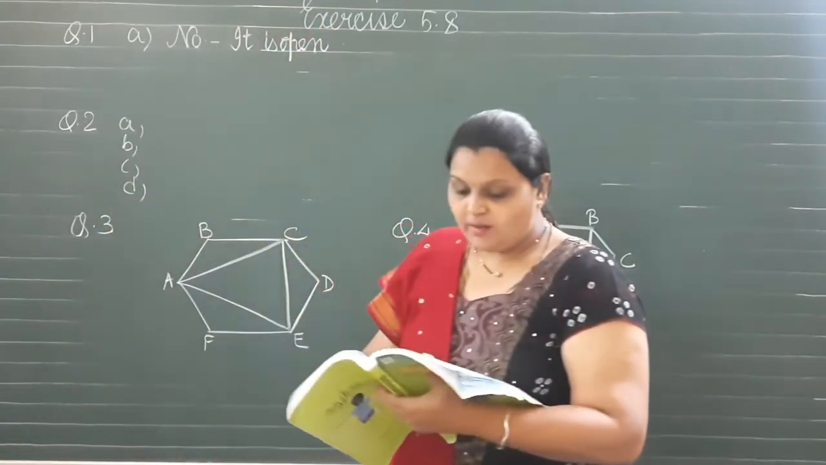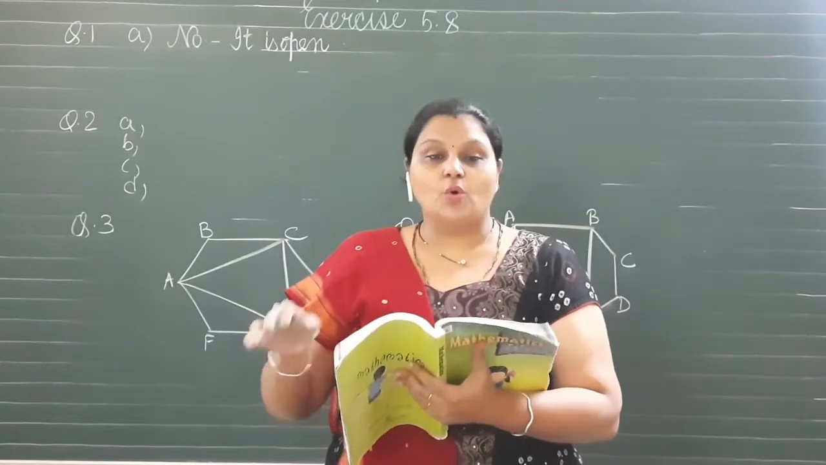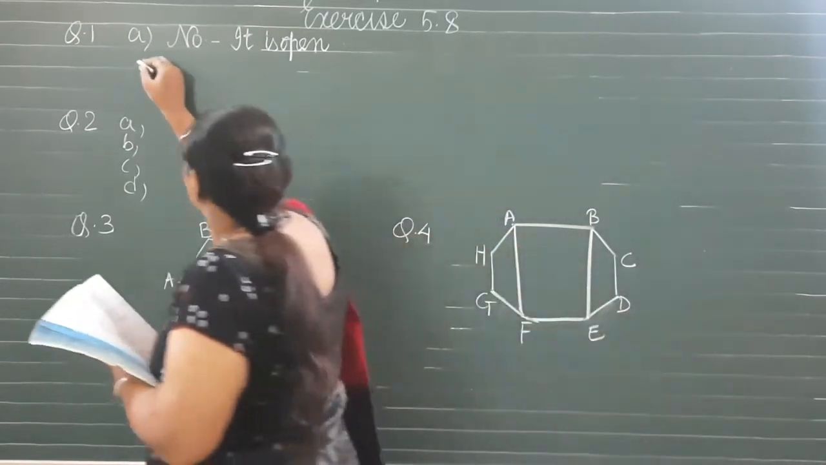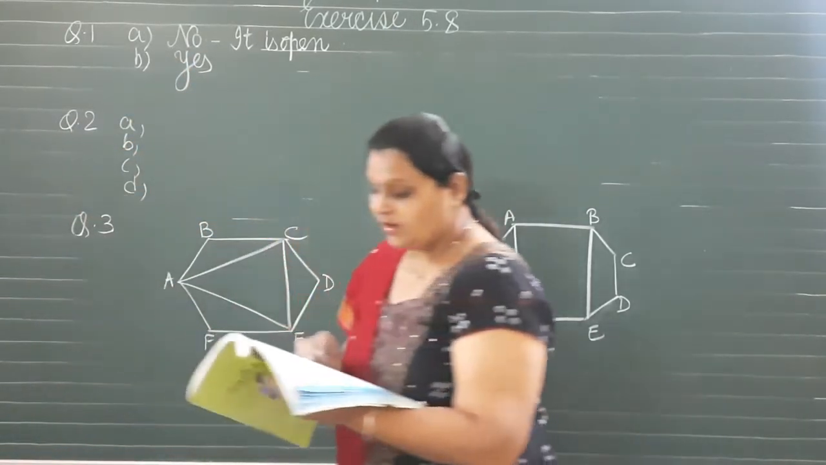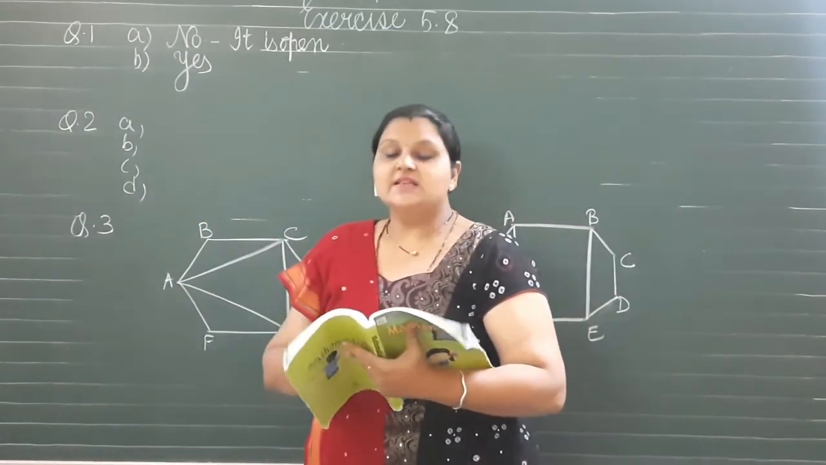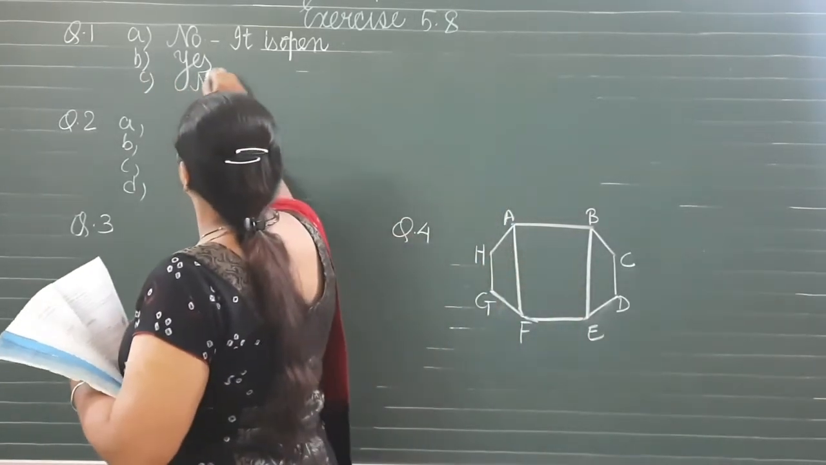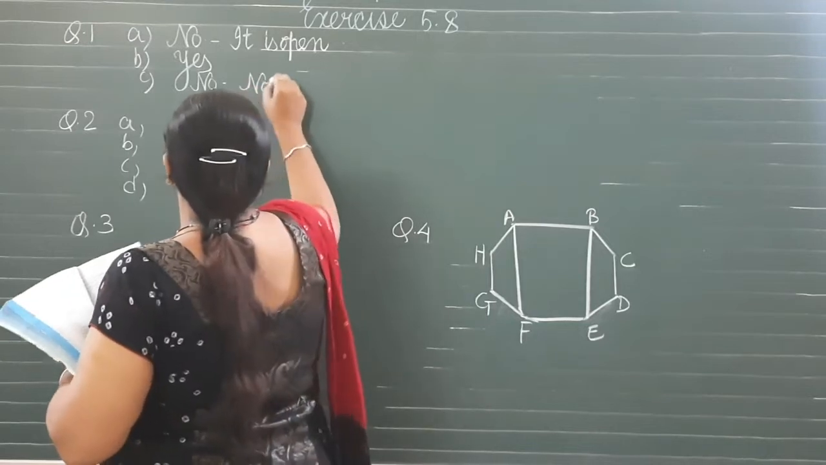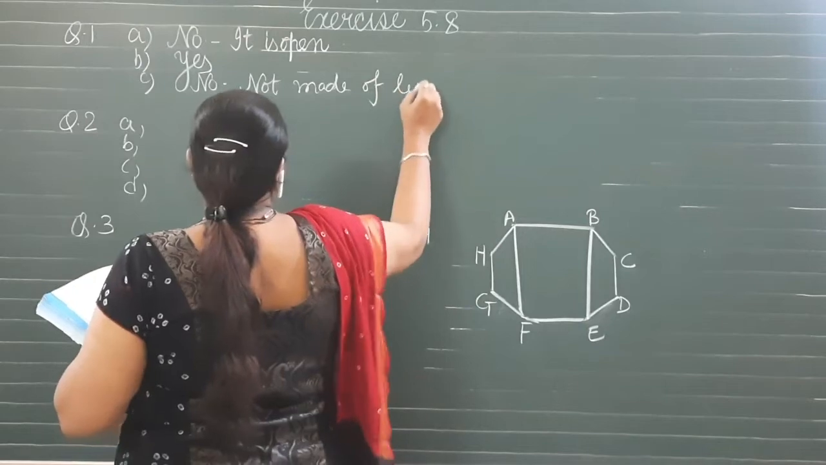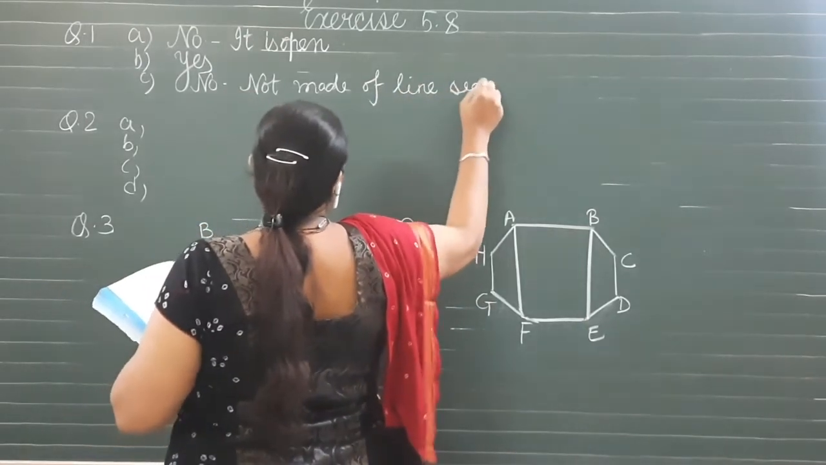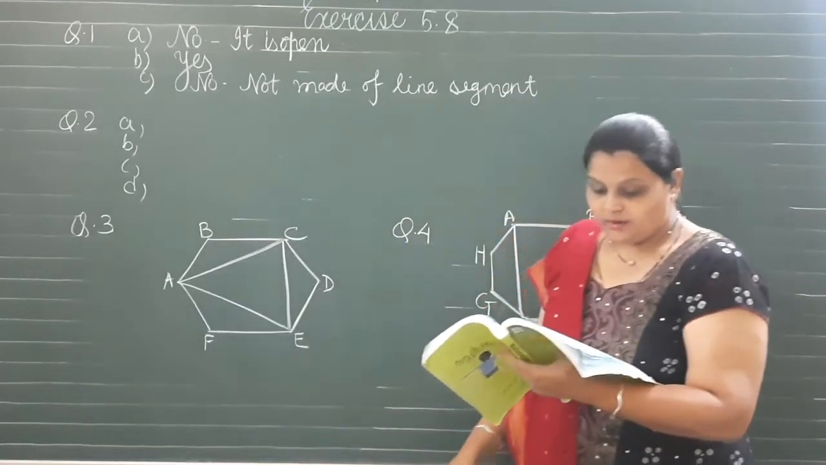That is, it is not a polygon. B. Now it is a closed figure, so it is a polygon. So here we can say it is curve in shape. So it is not a polygon.